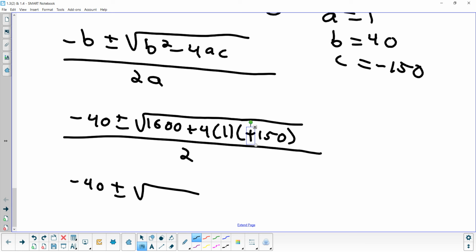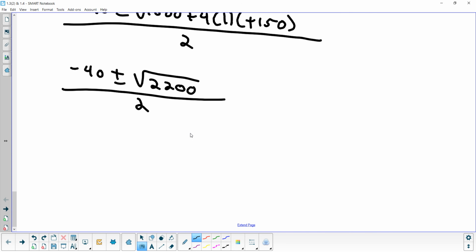2,200 divided by 2. And now let's plug that in, see what we get. Remember, what am I solving for again? The whole point of this problem was to find what? The width of the sidewalk.